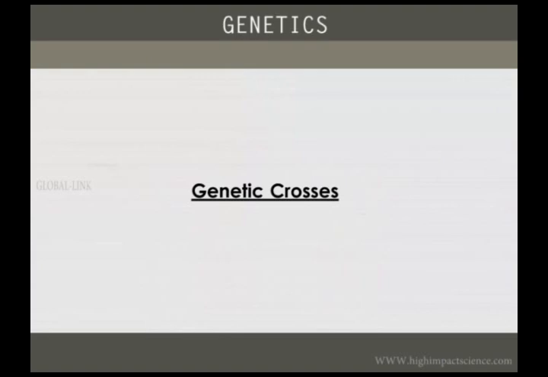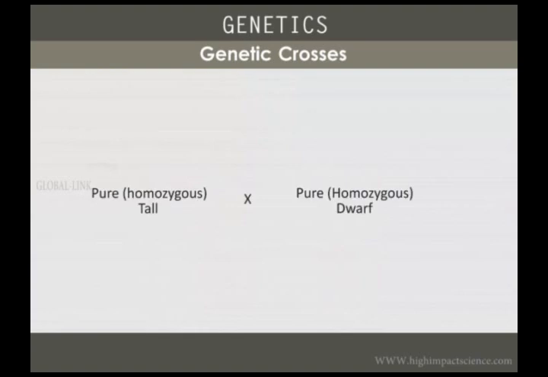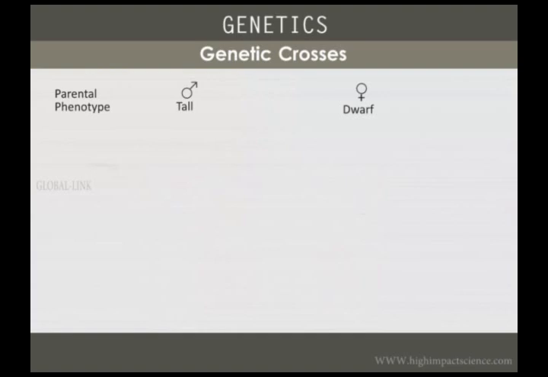We can represent the inheritance of dwarfness and tallness diagrammatically using a genetic cross. This is the conventional symbol for male, and this one is for female. In the first stage, Mendel crossed a pure homozygous tall plant with a pure homozygous dwarf plant. Assuming that he took the pollen or male gametes from the tall plant and dusted it on the stigma of the dwarf plant. The parental phenotype, the male was tall and the female was dwarf.